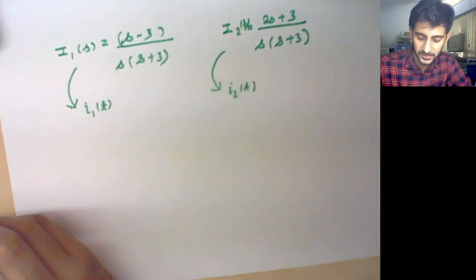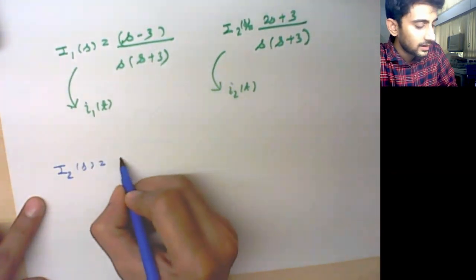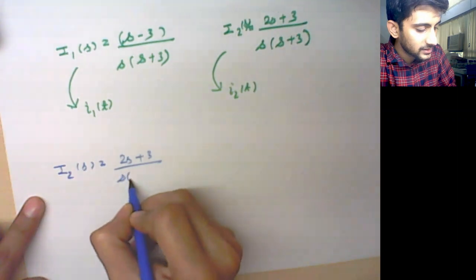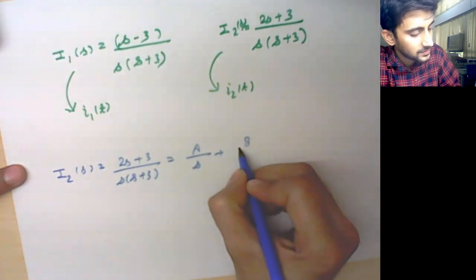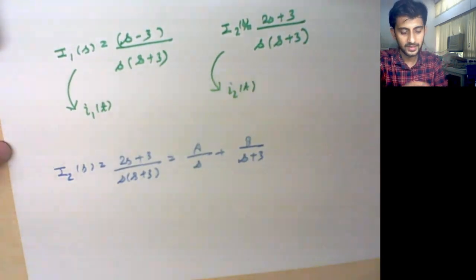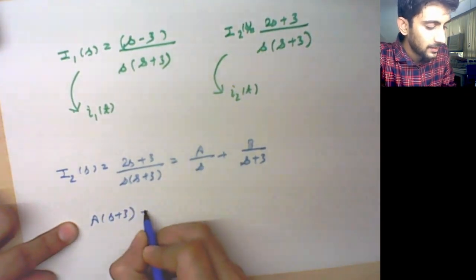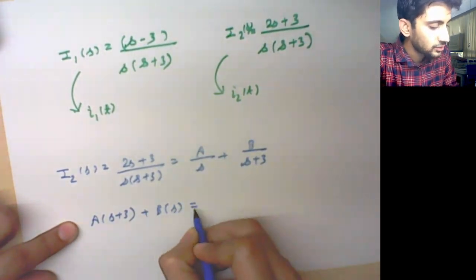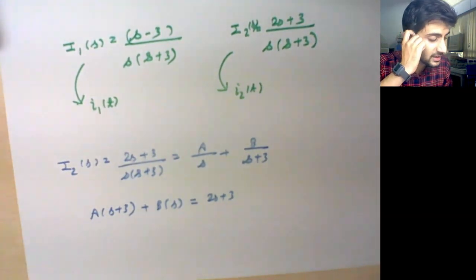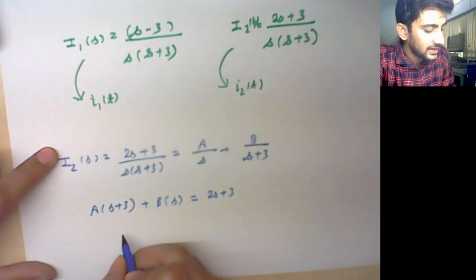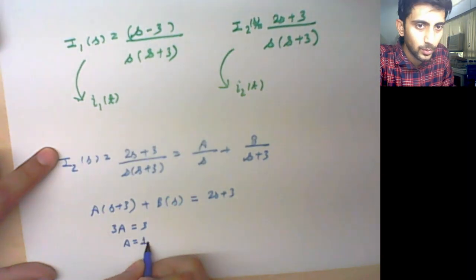Okay, so let me take I2 of S, as far as I see, it is equal to (2S + 3)/(S + 3). As I told you earlier, you can convert it into A/S + B/(S + 3). Solving that, you find that A(S + 3) + B·S has to be equal to 2S + 3 by taking LCM on both sides. Now, taking S equals 0, I would get 3A equals 3. It means A equals 1.